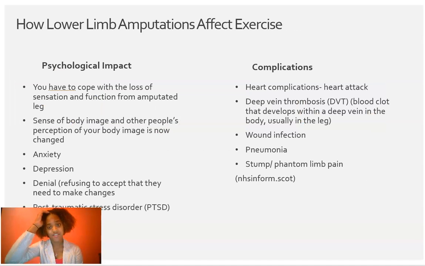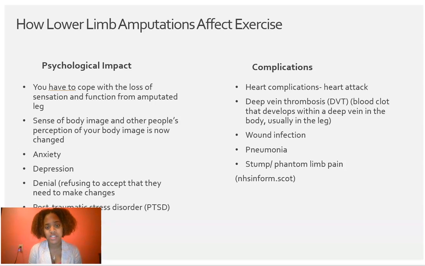Lower limb amputations affect exercise. There are many ways that lower limb amputations affect exercise. 1. Psychological impact. You have to cope with the loss of sensation and function from amputated leg. Sense of body image and other people's perception of your body image is now changed. You feel anxiety, depression. You could be in denial, refusing to accept that you need to make changes, post-traumatic stress disorder, and also feeling suicidal.